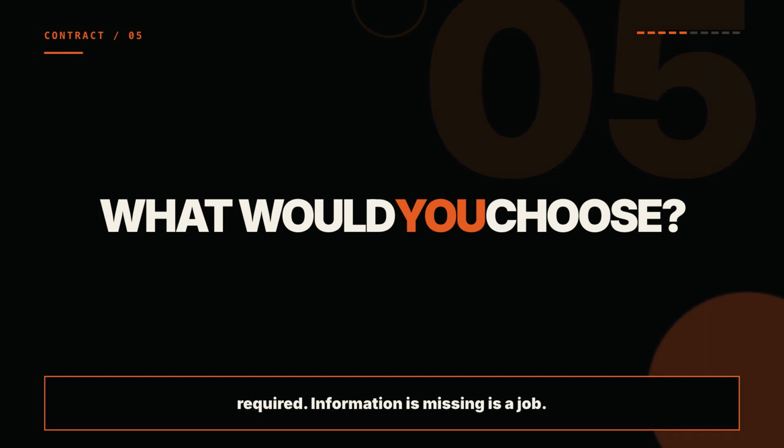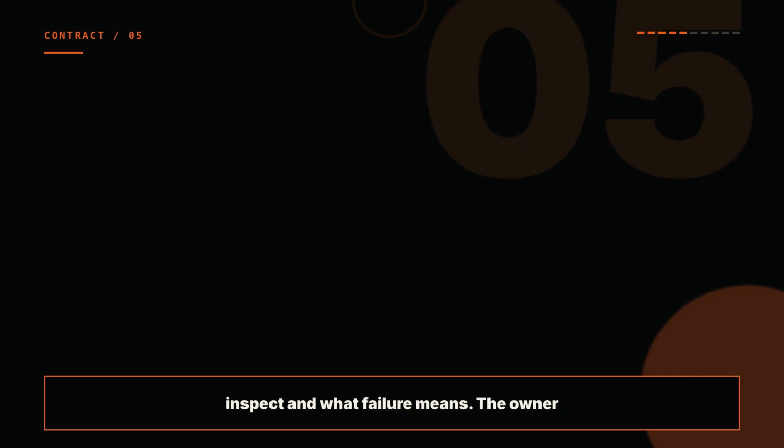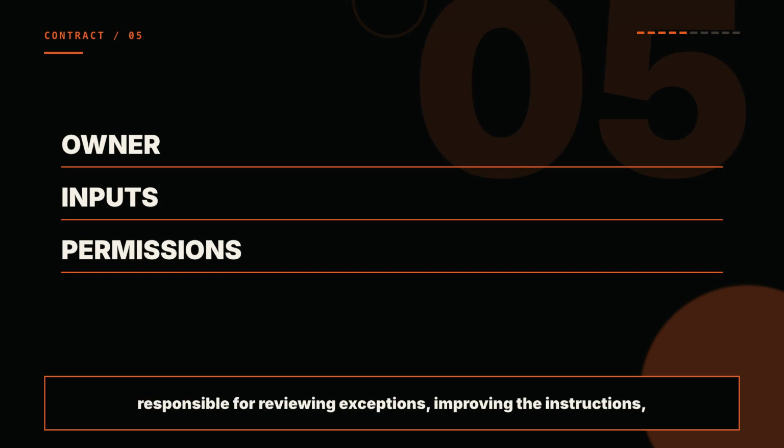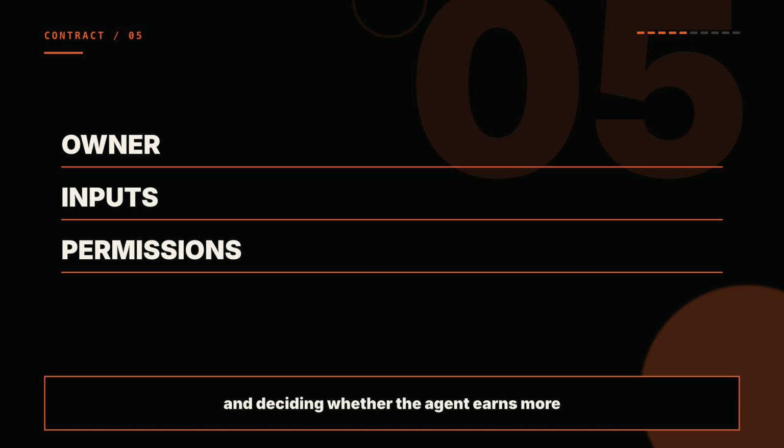Information is missing is a job. The second version tells you what to inspect and what failure means. The owner matters too. A task without an owner becomes an orphaned output. Name the person responsible for reviewing exceptions, improving the instructions, and deciding whether the agent earns more autonomy. Software cannot own the business consequence.